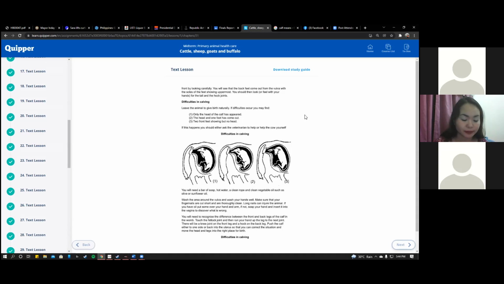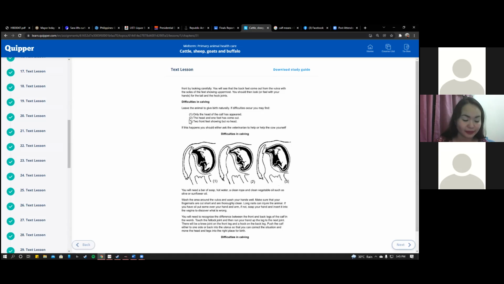So next, the difficulties in calving. Leave the animals to give birth naturally. If difficulties occur, you may find only the head of the calf appeared. Or the head and one foot has come out. Or two front feet showing but no head.